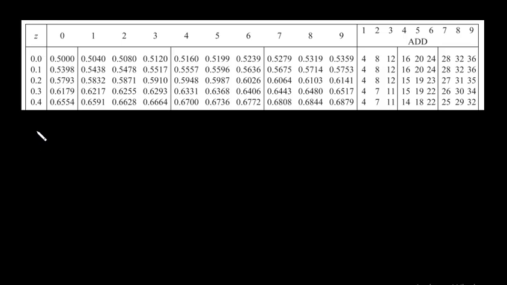Because the table was too long, I just take a part of it and instruct you how to use the z-score table. Using this one, we can have two ways: either converting the z-score into probability, or we have the probability and we want to convert it back to a z-score. First, converting the z-score into probability.